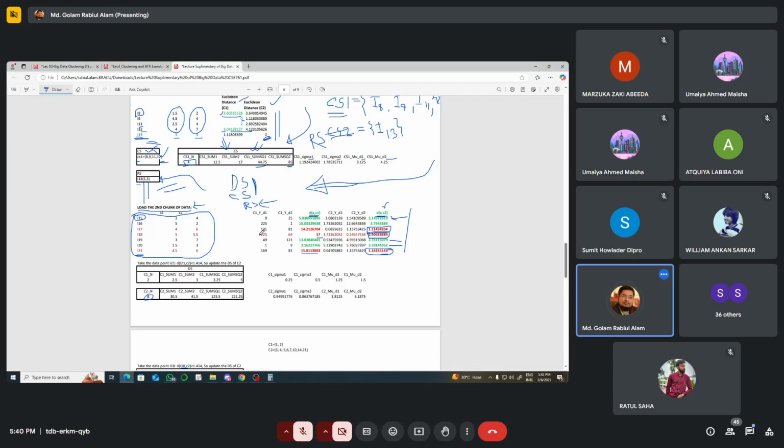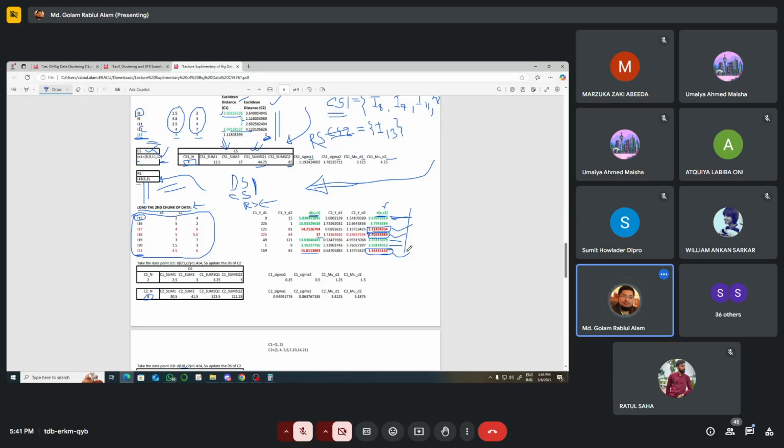Then next, we have to check I16. We can see no, we cannot add I16 to our DS. And how about I15? No, we cannot add I15 to our DS. Okay, so that means 3 data points from our newly loaded chunk we can add to our DS.